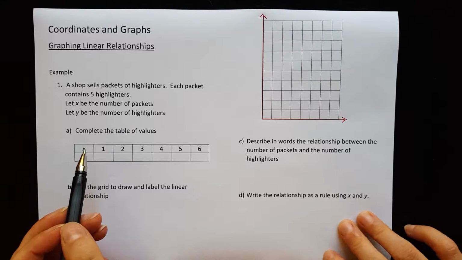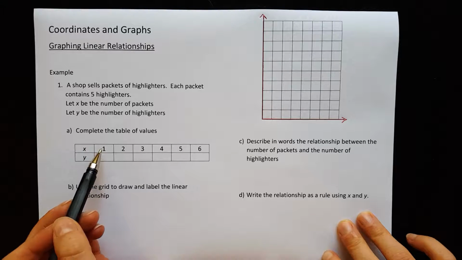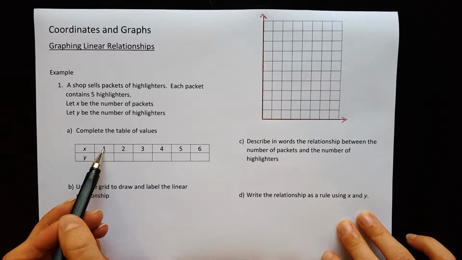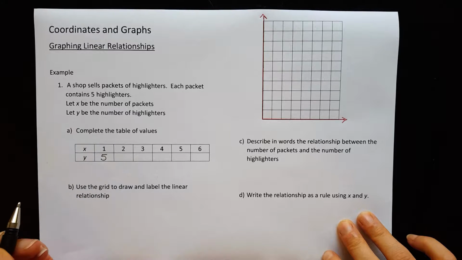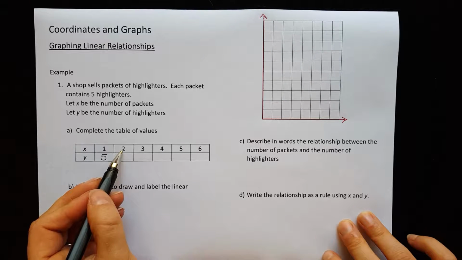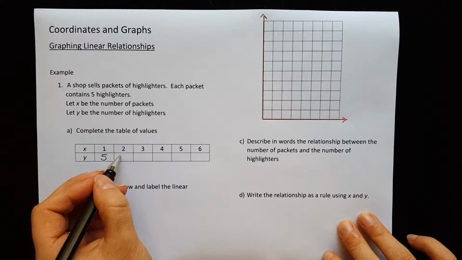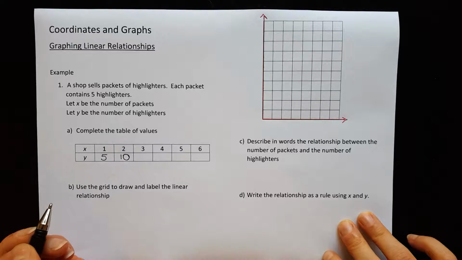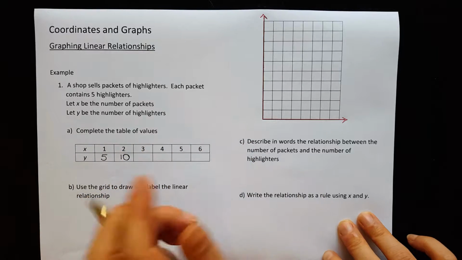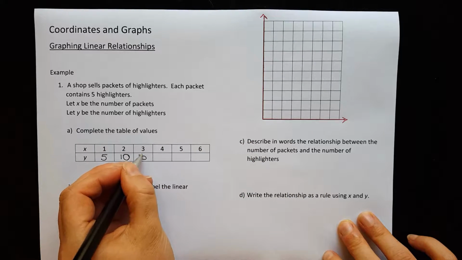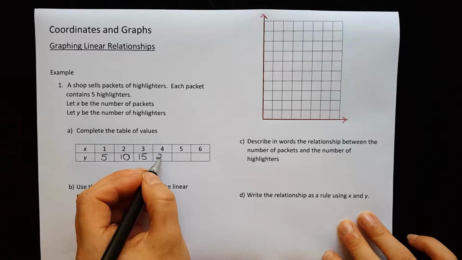Okay, so if X represents the number of packets of highlighters, if I have one packet of highlighters, then that means I will have 5 highlighters. If I have 2 packets of highlighters, I will have 2 lots of 5, which means I'll have 10 highlighters. 3 packets of highlighters, you think of it, 5 plus 5 plus 5 means I have 15 highlighters. 4 packets, I'm going to have 20.